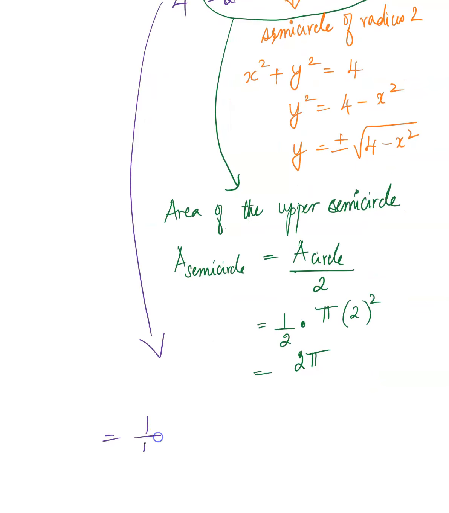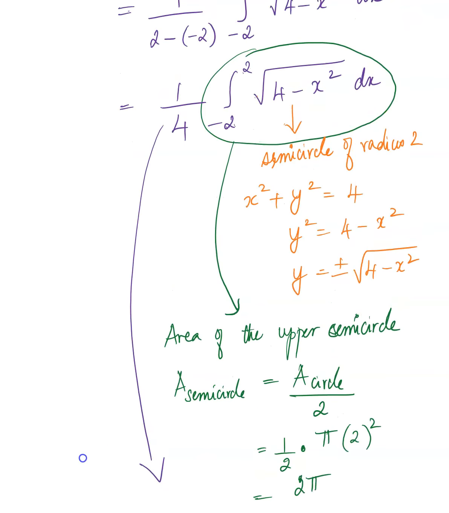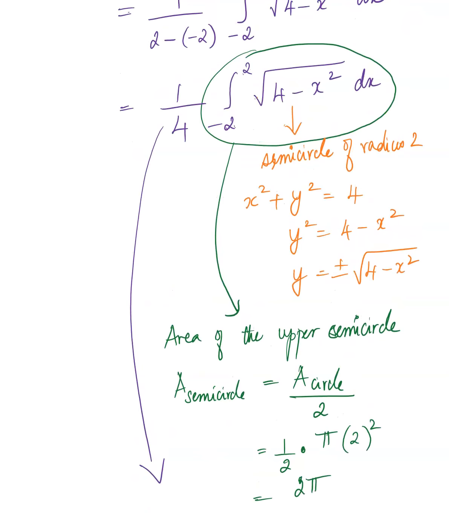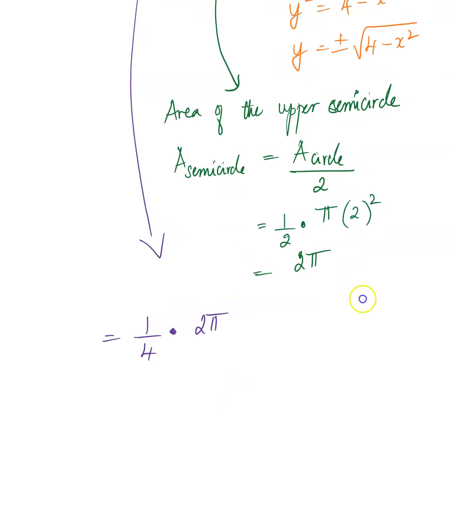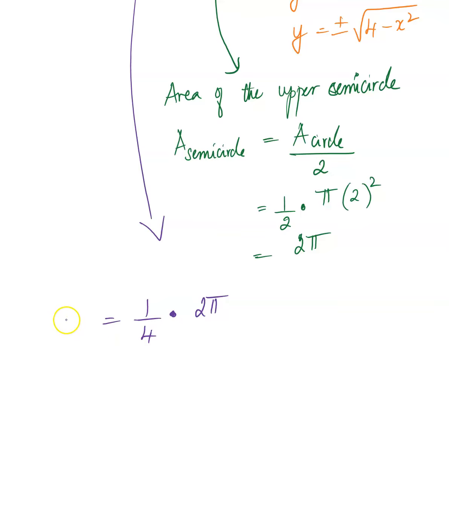That's going to be 1 over 4 times 2 pi, because the integral indicates that we're talking about the area of the upper semicircle. And so that's going to be pi over 2. The average of the function is pi over 2.